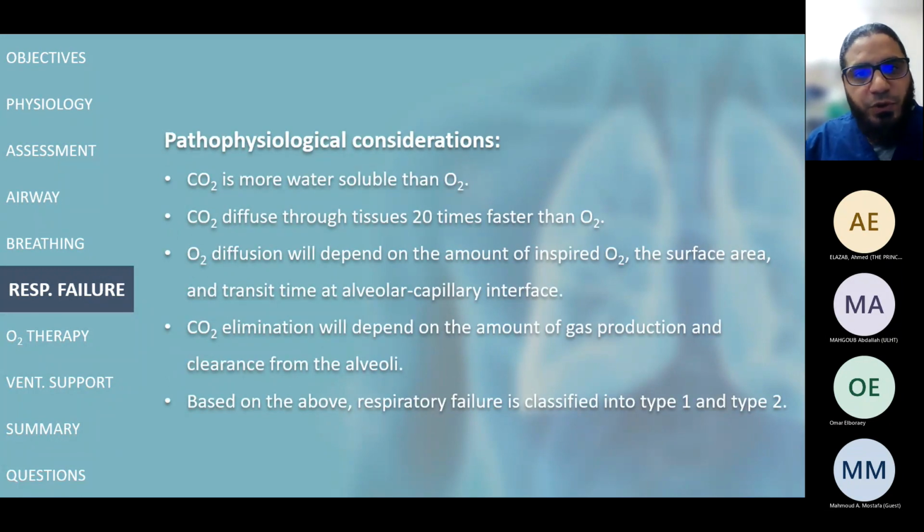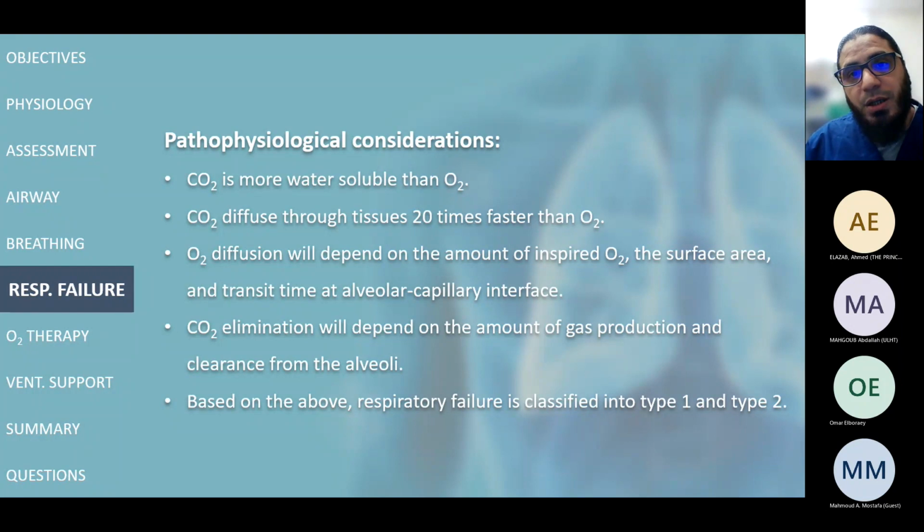These are a few pathophysiological considerations about the gases that we are dealing with at the moment, mainly oxygen and carbon dioxide. If you understand these few points, it can help you easily understand the types of respiratory failure and how you can target your management based on the defect. So CO2 is more water soluble than oxygen. So what does it mean? It means that the movement of carbon dioxide through tissues is 20 times faster than oxygen.